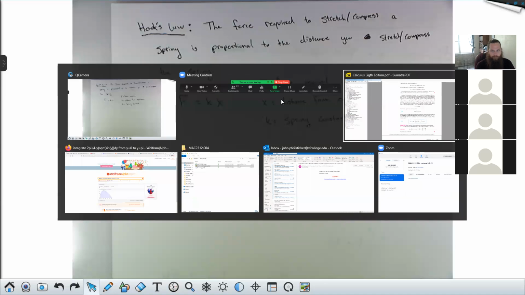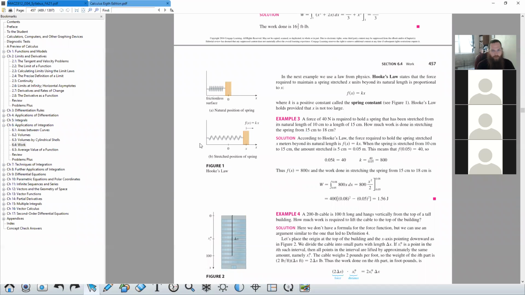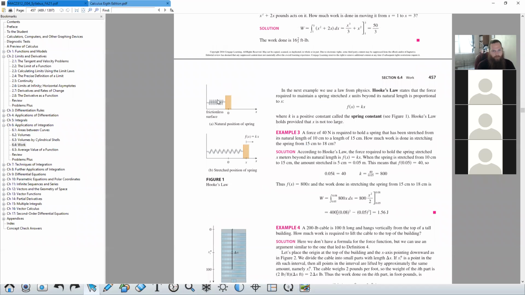Let's look at a problem. You see here a nice picture. Imagine I've got some object attached to a spring, and the surface has no friction. This is the thing at rest in equilibrium. If I want to stretch or compress that spring by a distance of x, then the force required is equal to some constant times that distance. That constant is called the spring constant. This is Hooke's law.